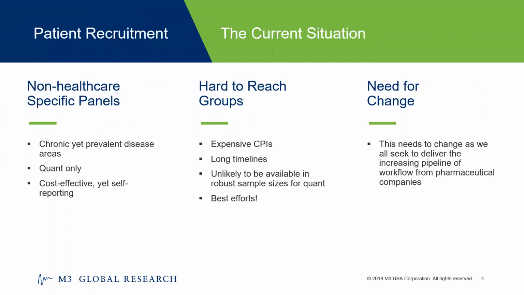So, we talked a little bit about the work we're doing now, but I think it's important that we have a look at how we perceive the current situation for patient market research. For chronic but very prevalent disease areas, so your asthmas, your COPDs, your diabetes, it's fairly straightforward to access these patients. There are some non-healthcare specific panels out there where these respondents exist and take part in a multitude of other studies as well. And it'd be quite cost effective to access these respondents for decent quantitative size market research studies.